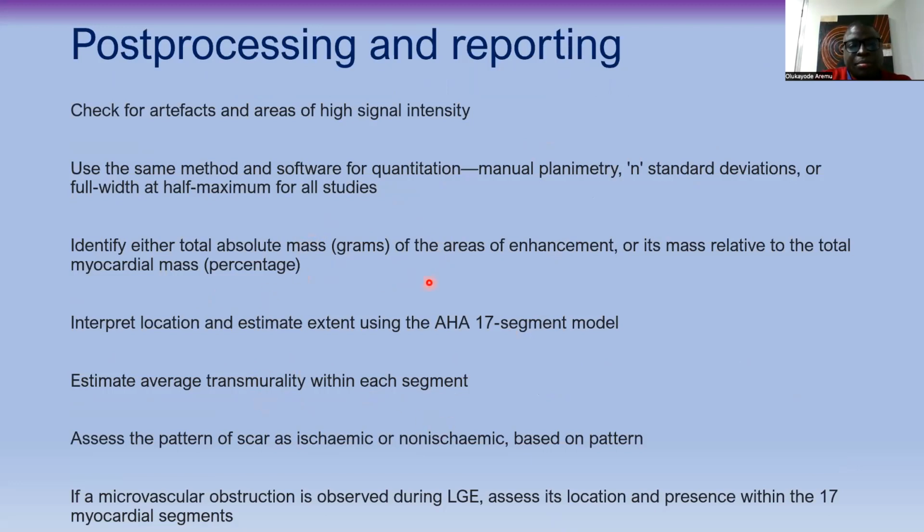You identify the mass of enhancement, and then you calculate the mass relative to the total myocardial mass, which is the percentage. These come automatically with some software that we use in post-processing. This application, I will just quickly brief because of the time.